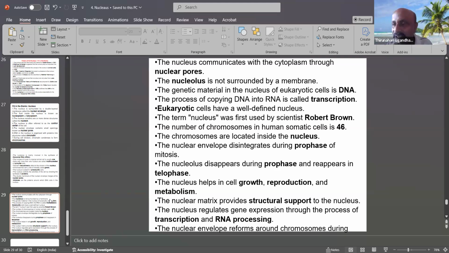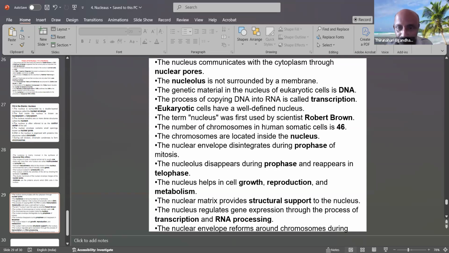The transcription process is majorly important for passing the parental genetic character to the daughter generation. Only RNA is transcribed, but RNA also participates in cell division. RNA and DNA are both biomolecules in the process of cell division. The term nucleus was used by the scientist Robert Brown.